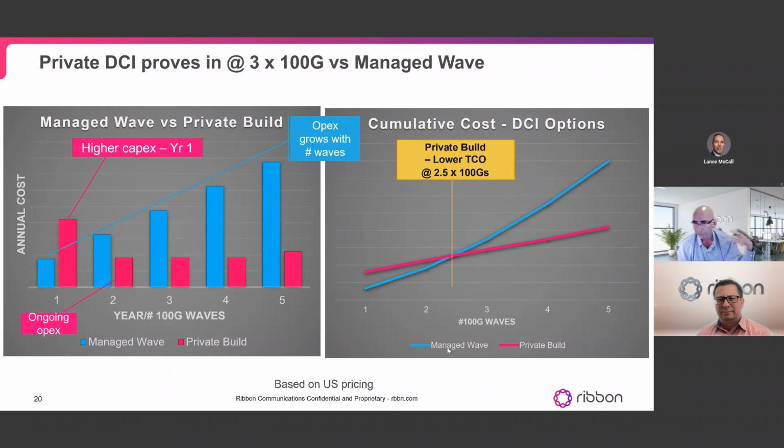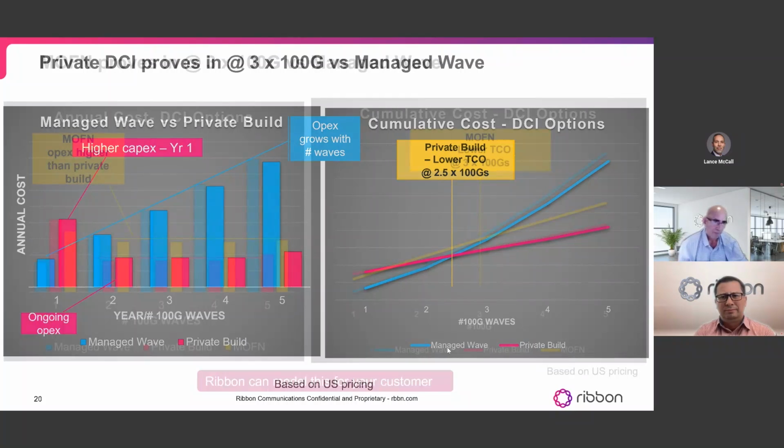And there may be a hybrid approach. Some sites, a private build makes sense, and other sites, a managed wave is more cost effective because those sites may never grow beyond 300 gigs. So don't think of this as one size has to fit all. It may be a combination of these options. And by the way, this bar chart was based on a US pricing model. Certainly if we did this analysis in Europe, it may look different, but the shape of the curve, I think, is going to be similar.